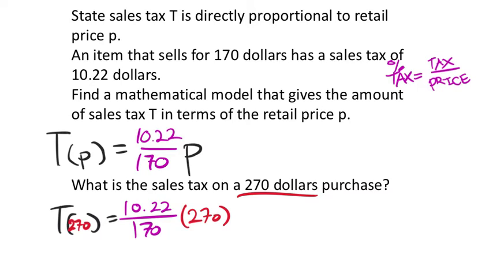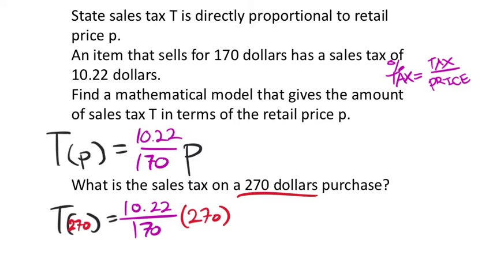By the way, when I put this in the calculator, I got a really ugly decimal. That's why I'm using the fraction. But 10.22 over 170, 270. Almost used the original number there, didn't I? 270 now. No, it's this 170. I take back everything I just said. Now multiply that by 270.